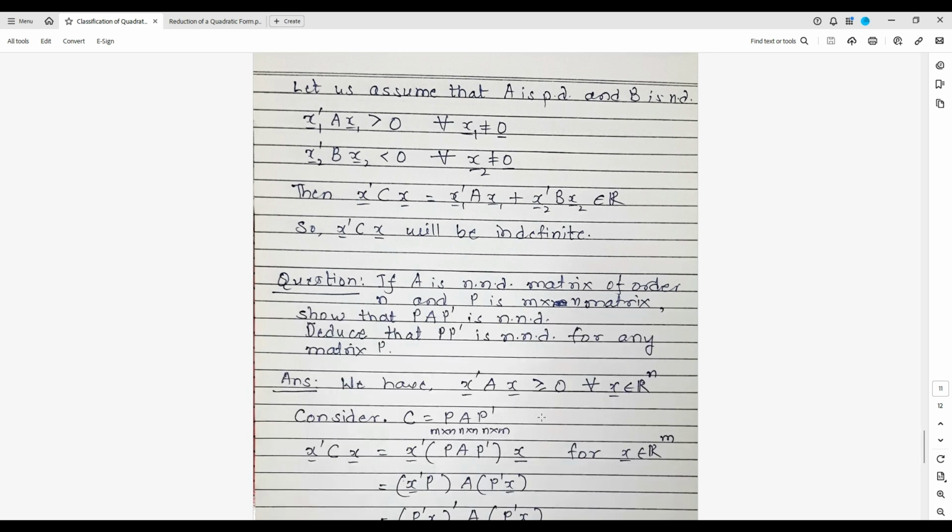So, this is how we prove this result. Now let us move to the next result.